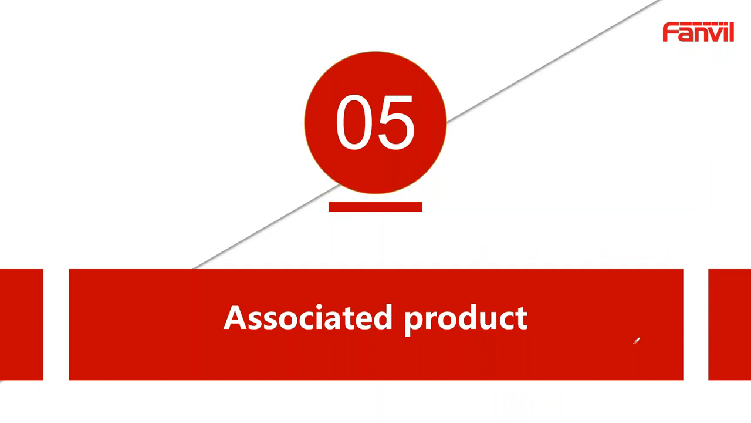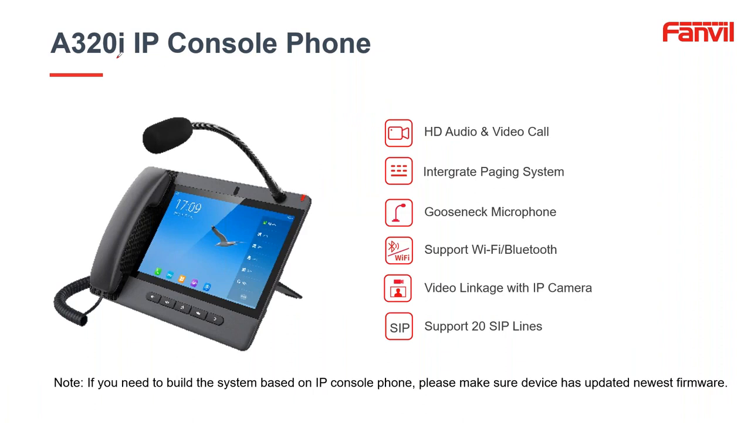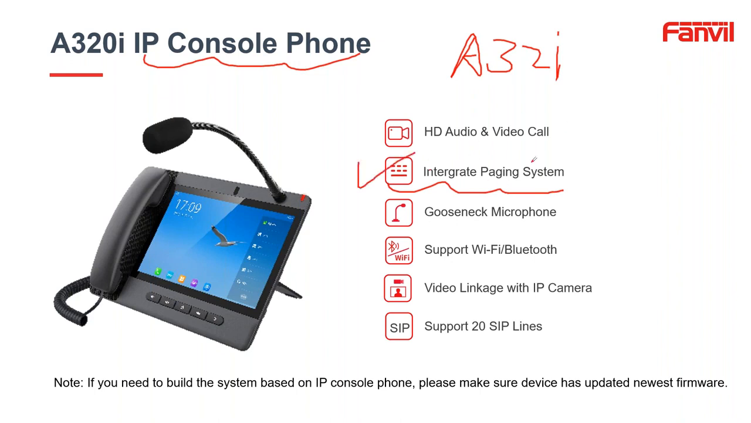And the last part is associated products. So we have the IP console phone A320i, and if you have the A32i, that's okay, and you can contact me to get the newest firmware. With its integrated paging system, it can manage 50 terminals with the software. And I need to point out that if you need to build the system based on the IP console phone, please make sure all devices have the newest firmware.